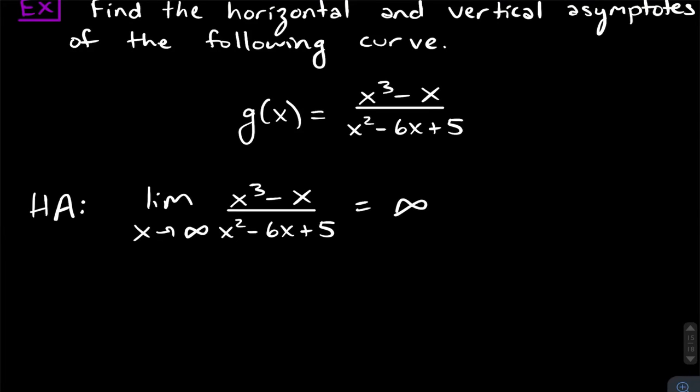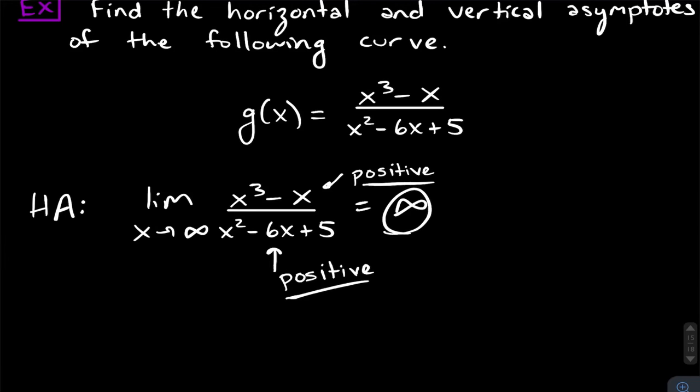I can tell that this is going to be infinity here because this x cubed blows up. And so we know that the numerator will be positive, because x cubed is positive as x approaches positive infinity. But in the denominator, the x squared is the biggest, and so the negative 6x and the 5 don't matter. The x squared is going to be positive no matter what. It's being squared, so it's going to be a positive number. And so the denominator is positive. You get a positive divided by a positive, and that's a positive number. And so here we're going to get a positive infinity.